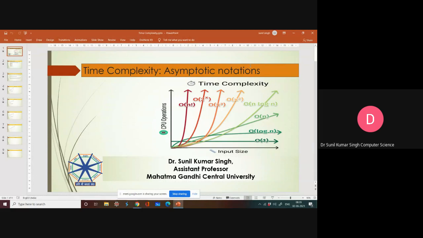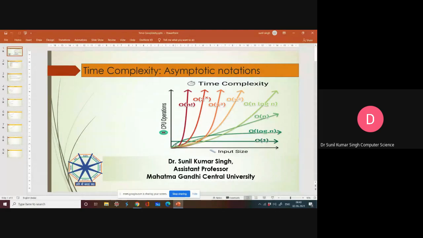This picture we have used just for showing how the complexity shows its impact in terms of CPU operation. More CPU operation means it is going to take much more time to complete its task, because if it requires more CPU operations, then definitely it is going to take more time.